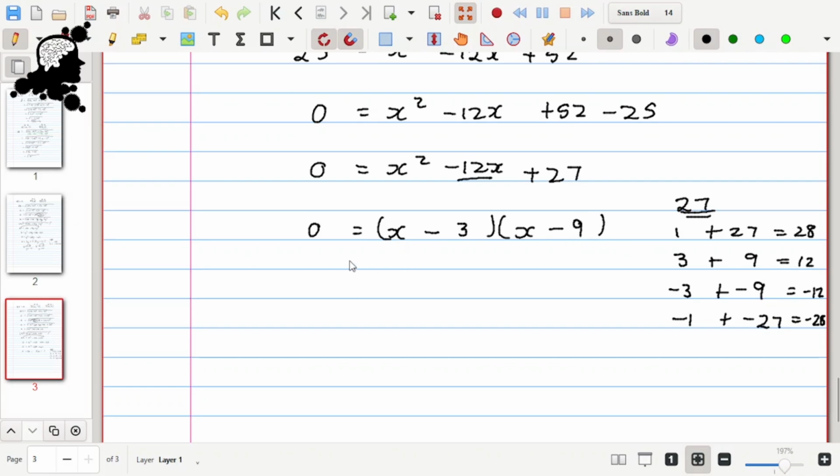Negative 3, negative 9. Then I need to take each bracket and equate it to 0. I take the minus 3 over, I get x is equal to 3. I take the 9 over, I get x is equal to 9.